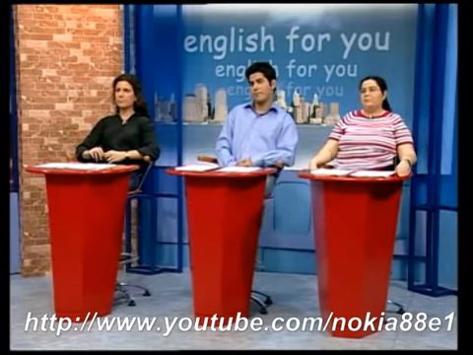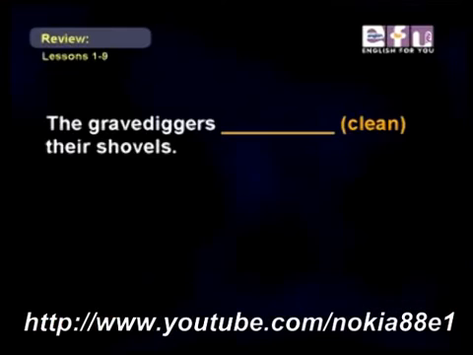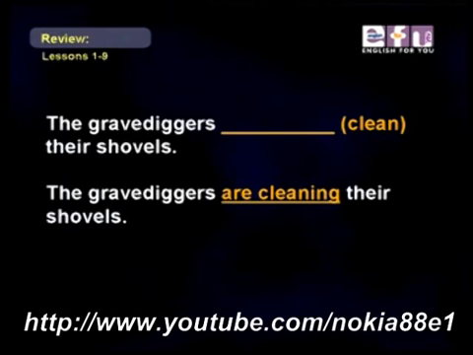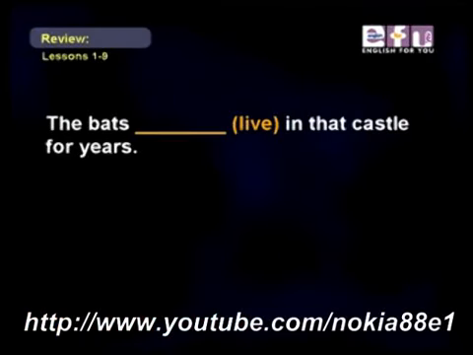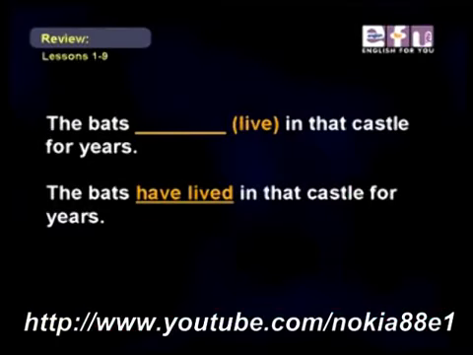Now let's do some exercises. Let's do a fill in the blanks with the appropriate verb tense of the verb given. Monica, you can go first. The grave diggers clean their shovels. The grave diggers are cleaning their shovels. Good. The grave diggers are cleaning their shovels. Rosa, one for you. The bats live in that castle for years. The bats have lived in that castle for years. Very good. The bats have lived in that castle for years.